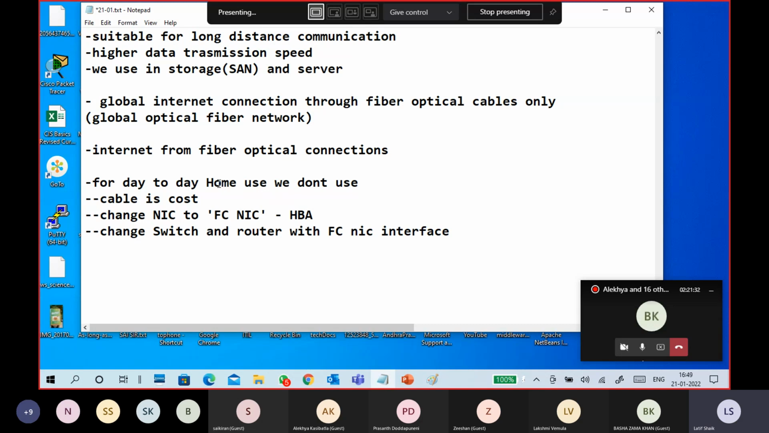when you are going to enterprise, it means server rooms, storage servers, network related services, firewalls and all. So there is a lot of data transmission, and there we can use fiber optical. So then it is relatively cheaper.